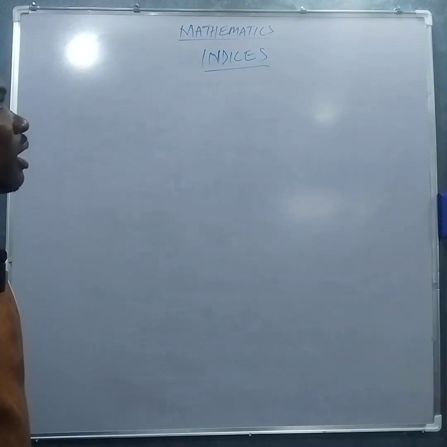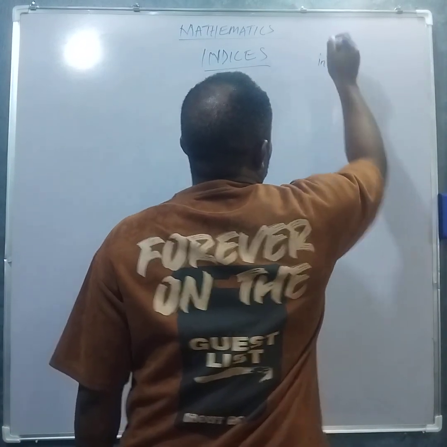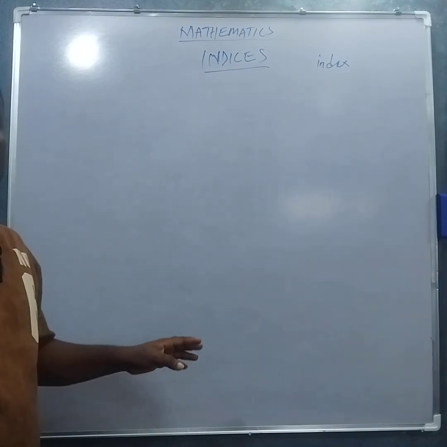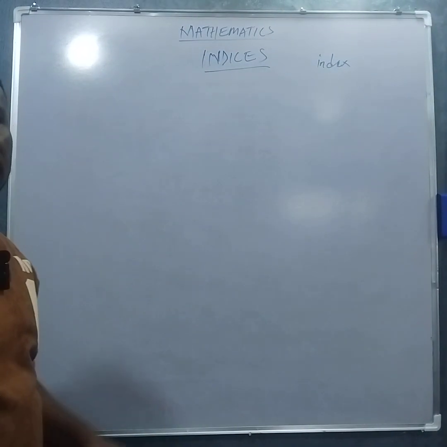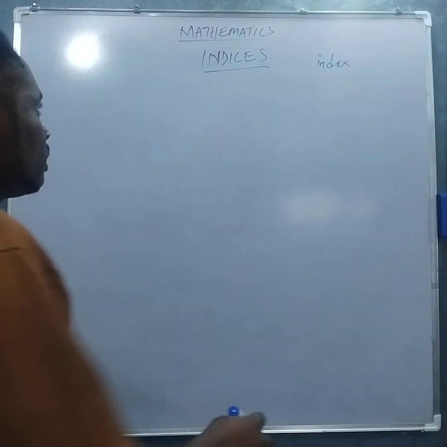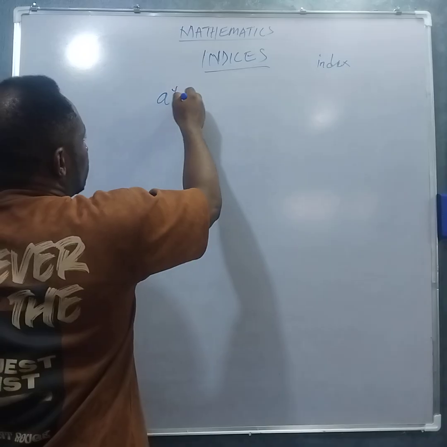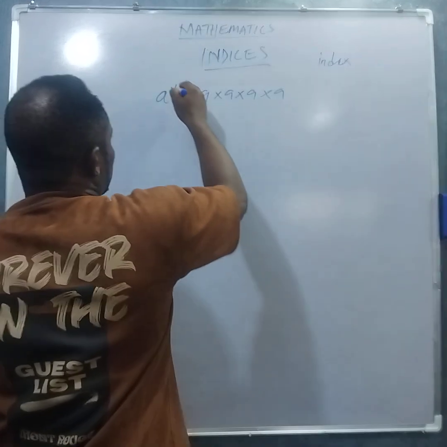Today we're looking at mathematics on the topic called indices. Indices is the plural of the word index. The index of a number is the power to which that number is raised. So when you have a raised to power 4, it means a times a times a times a.